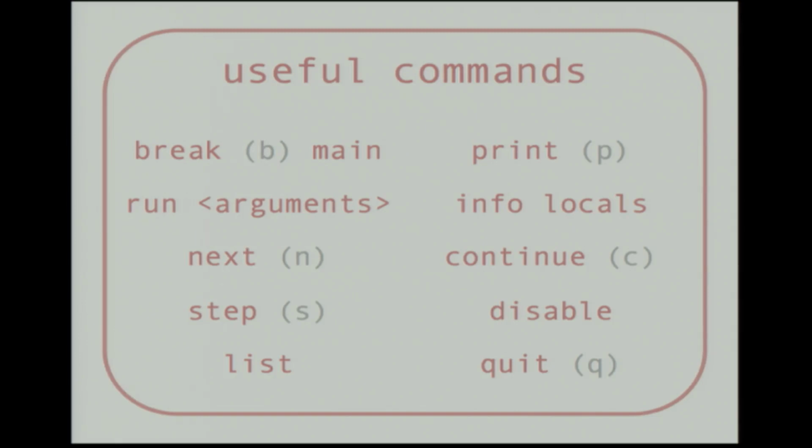Print we used, info locals we used. Continue we didn't need to use in this case. Neither did we need to use disable, but we did use quit. Again, these 10 commands, practice them. If you understand these 10 commands, you should be set for debugging any issue with GDB.